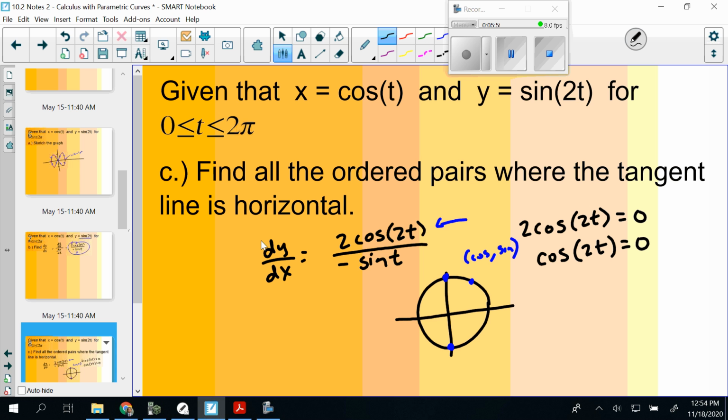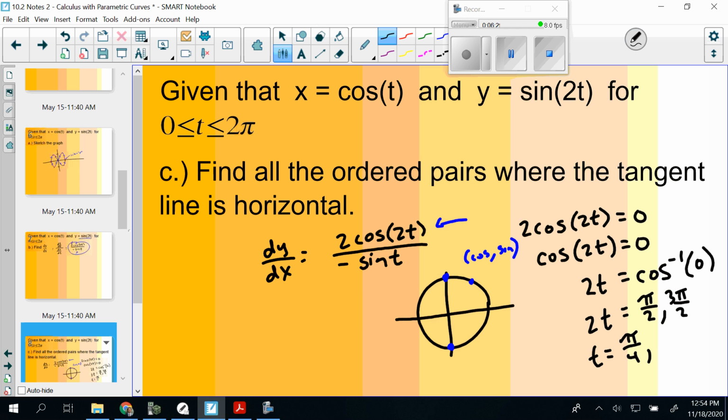So if we solve this, that means what angles here give us 0? The answers being what we just said, it would be pi over 2 and 3 pi over 2. And then because we still have 2t here, we have to divide these by 2. So if we divide all these by 2, that would mean a t of pi over 4. The next one would be 3 pi over 4, which would also work. Now, this is between 0 and 2 pi.